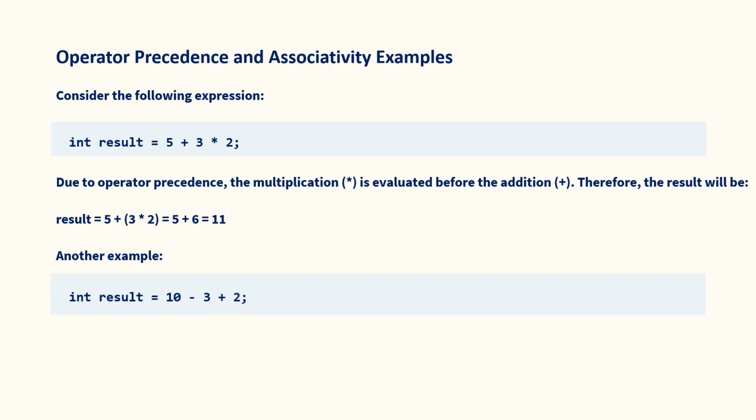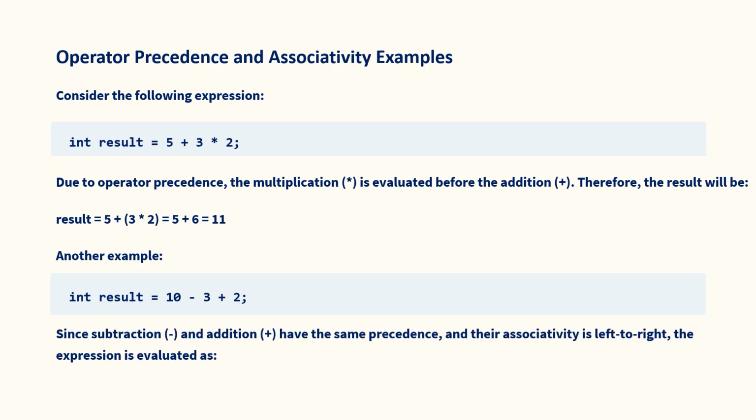Now, let's look at another example. result = 10 - 3 + 2. Since subtraction and addition have the same precedence, associativity comes into play. Associativity of subtraction and addition is from left to right. Therefore, we first calculate 10 minus 3, which gives us 7. Then, we add 2, resulting in 9.